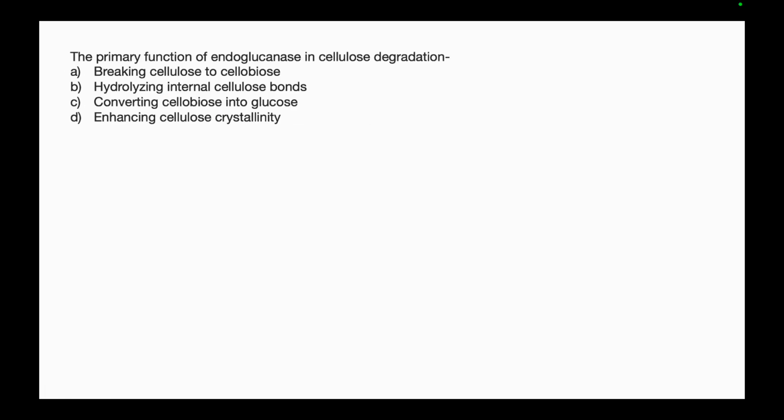The primary function of endoglucanase in cellulose degradation. So endoglucanases will randomly chop off glucose. So the primary function is to hydrolyze the internal cellulose bonds. In the paper industry or also in the environmental field.